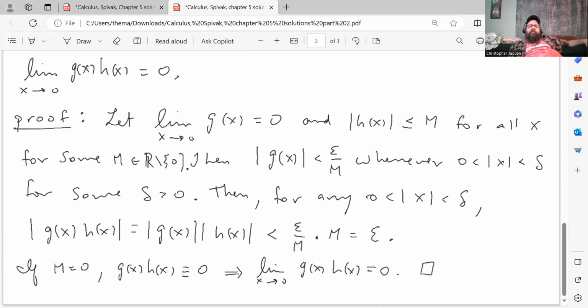Then the absolute value of g of x is less than epsilon over m whenever 0 is less than the absolute value of x, which is less than delta, for some delta greater than 0, because the limit of g of x is 0 as x goes to 0. Then for any x with 0 less than absolute value of x less than delta, the absolute value of g of x times h of x is equal to the absolute value of g of x times the absolute value of h of x, just by properties of absolute value. Since g of x is less than epsilon over m in this interval, and h of x is always less than m, the product will be less than epsilon. And that shows that the limit of the product is equal to 0.